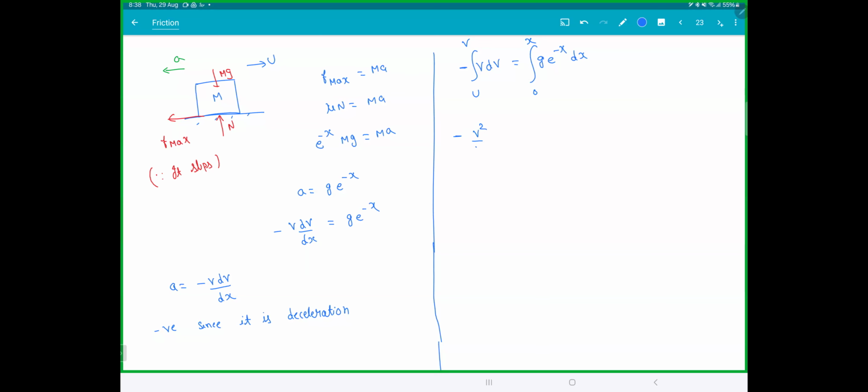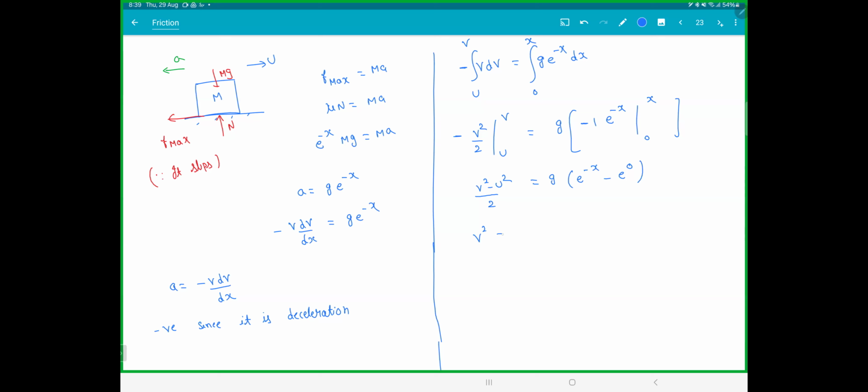This would be minus v square by 2. Limits u to v. This is g into, I give you the formula for this, minus 1 into e power minus x. Limits will go from 0 to x. So the minus minus goes off. We get (v square minus u square) by 2 is equal to g into (e power minus x minus e power 0). Be careful, e power 0 is not 0. E power 0 is 1.